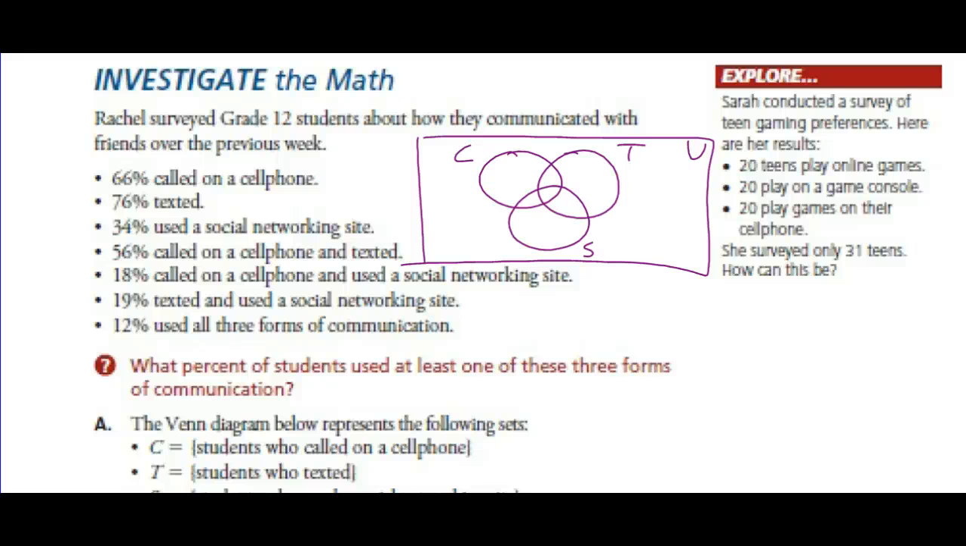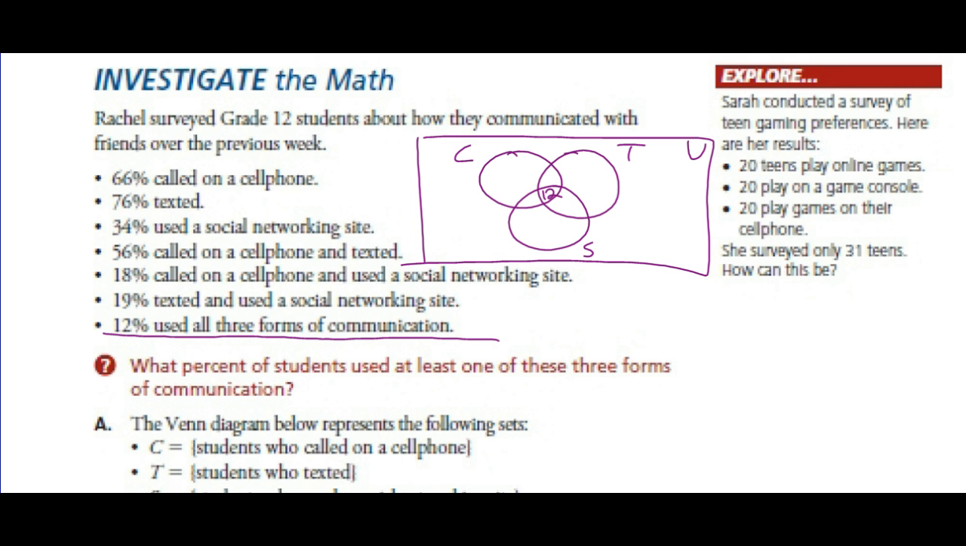I can't write anything in the texting because I know there are 4 of them and they have to add up to 76. And I can't put anything in the social networking. Again, there are 4 of them, but they've got to add up to 34. So what's the most restrictive area in this diagram, right? It's the middle. What does that represent if we're talking about cell phone, texting, and social networking? All 3. So 12% used all 3 forms, so we're going to put 12 in the middle.